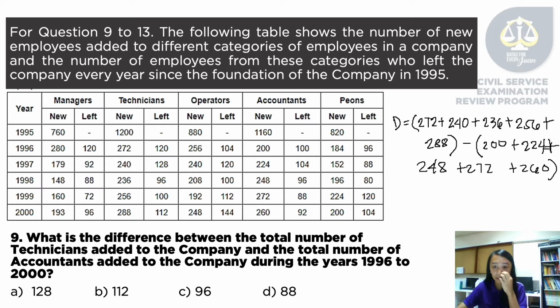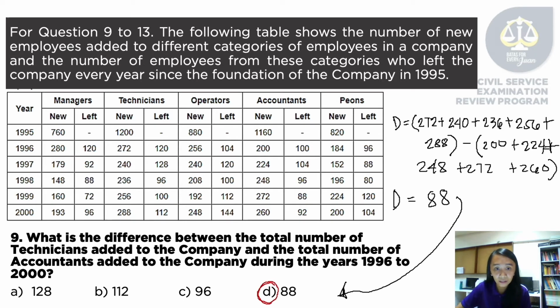Okay, so simply this is the difference of the new employees, okay, new technicians, and the new accountants. So, kapag ipag-add ko po yun, ang makukuha kong sagot ay 88. Okay, you just add this one, and then get the difference. That will be the correct answer. And as we can see, our correct answer is letter D. Okay, so that is how we answer question number 9.